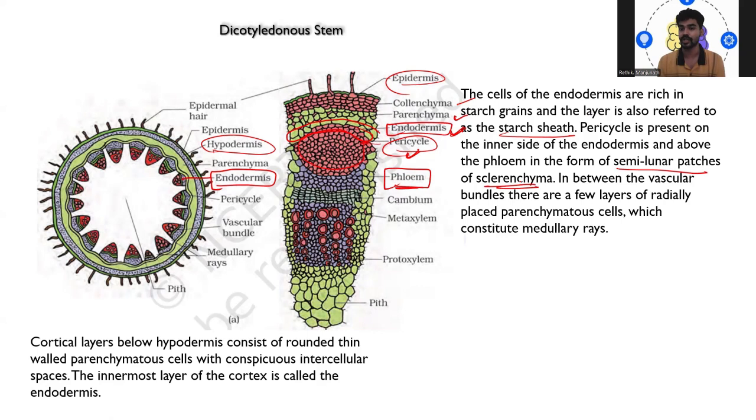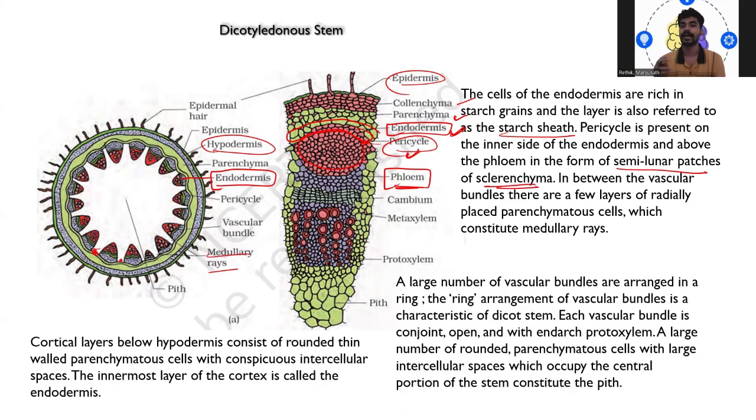In between these vascular bundles, there are a few layers of radially placed parenchyma cells, which form the medullary layer. Can you see? That means in between there are these spaces, and that is called the medullary layer. Is this clear to you? Can I move to the next point?